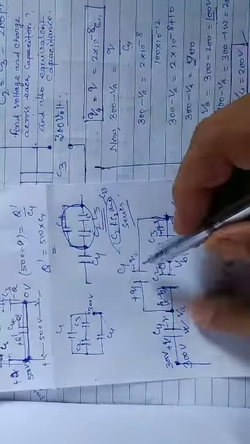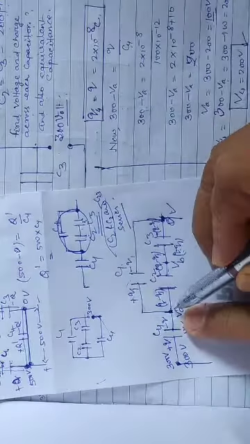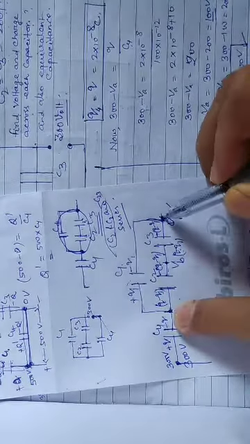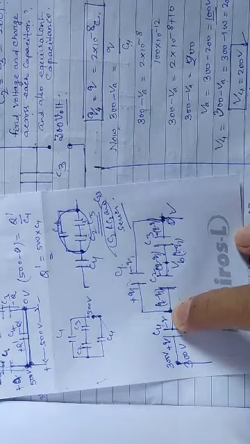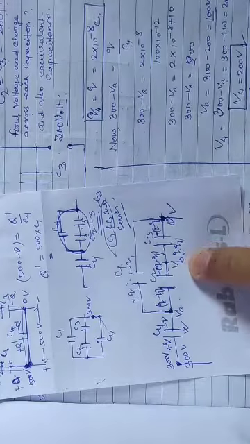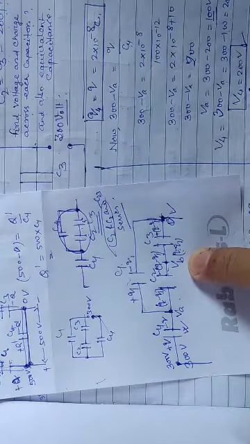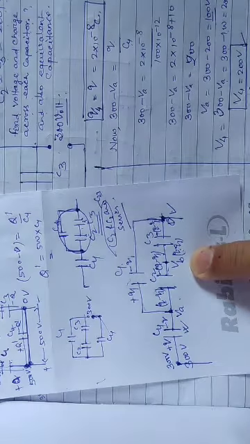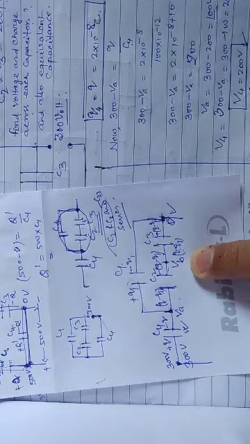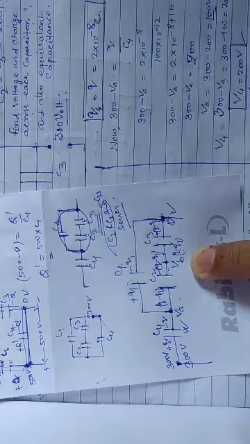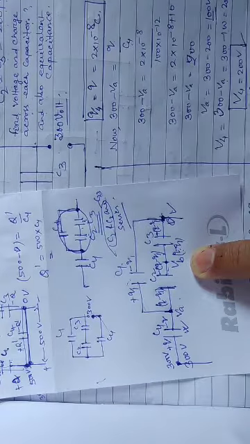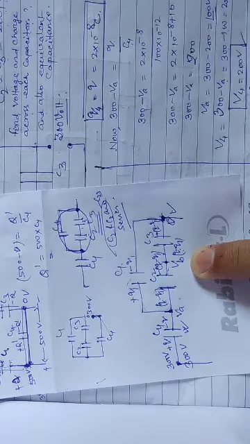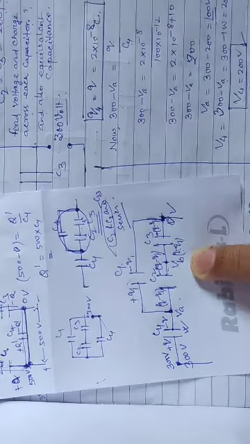Now come to C1. For C1 we can write VA minus 0 is equal to Q1 by C1. Substituting the values, we will get Q1 as 10 to the power minus 8 coulomb. And the potential difference V1 across the plates of capacitor C1 will be VA minus 0, that is 100 minus 0, that is 100 volt.